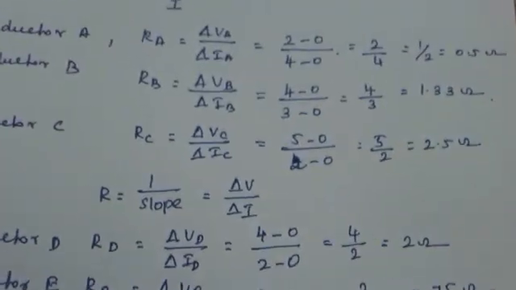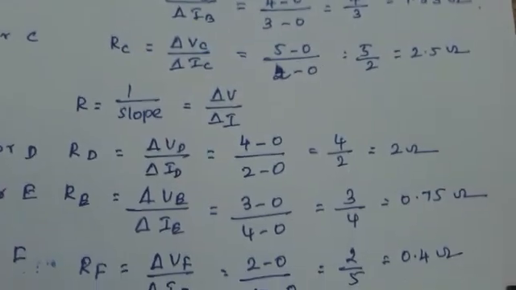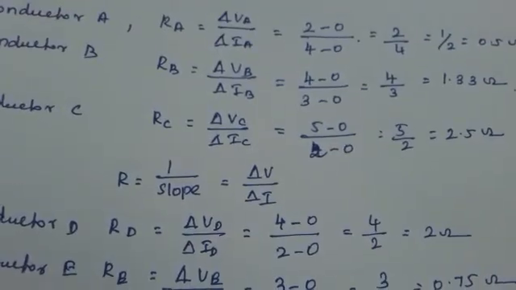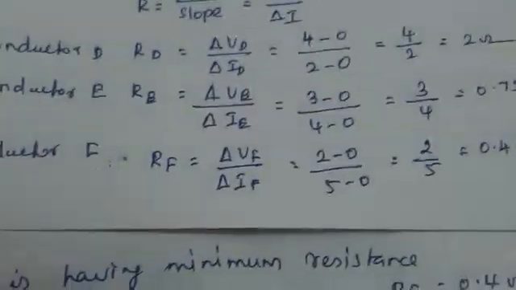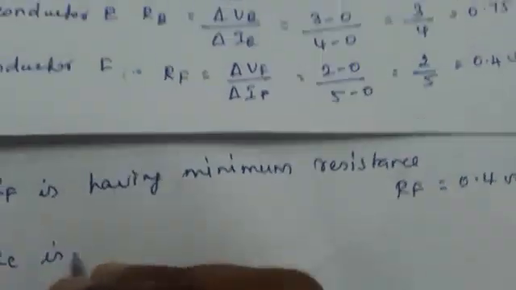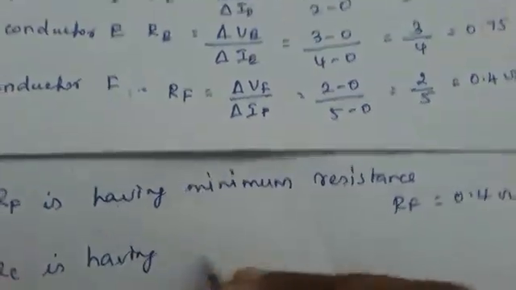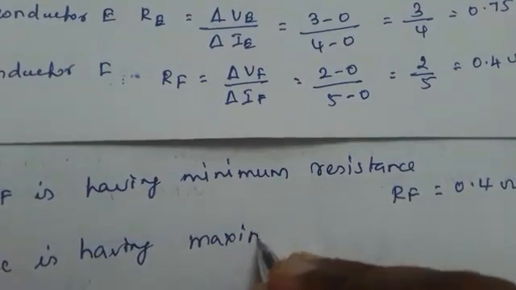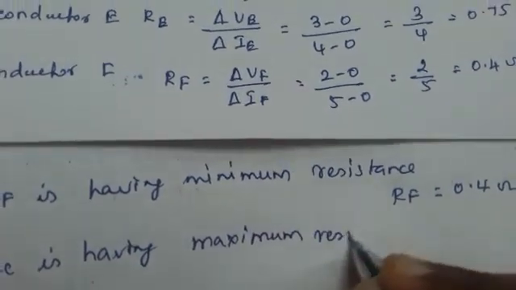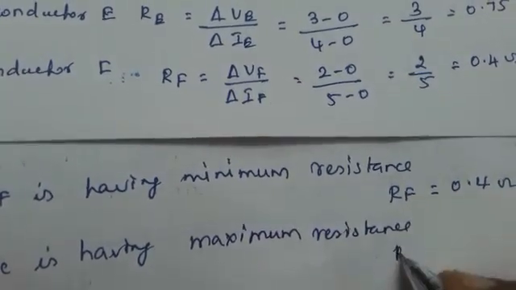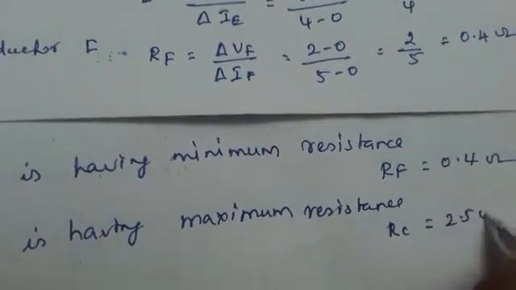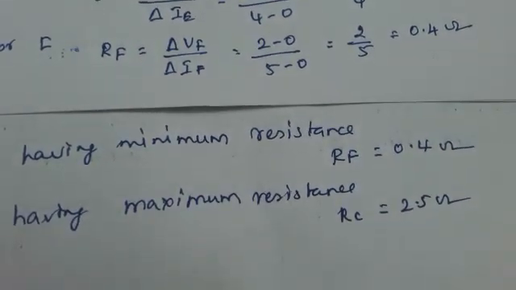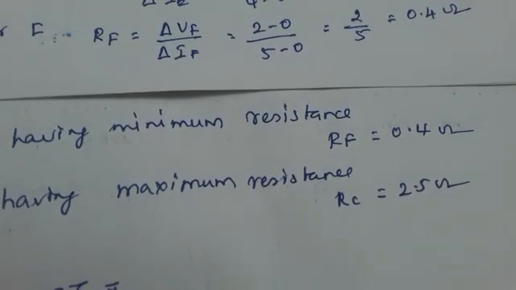Now what is the maximum resistance you have? 2.5. Which conductor has it? RC. So RC has the maximum resistance. RC is equal to 2.5 ohm. So we have found out the maximum resistance and the minimum resistance.